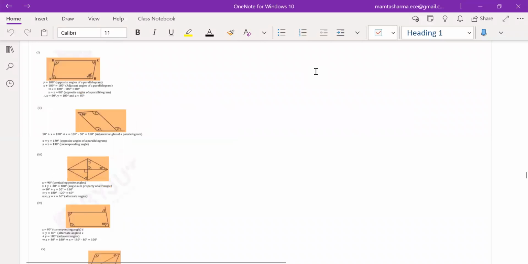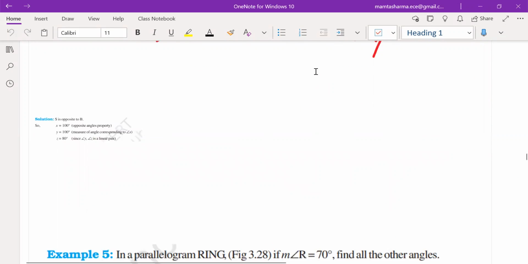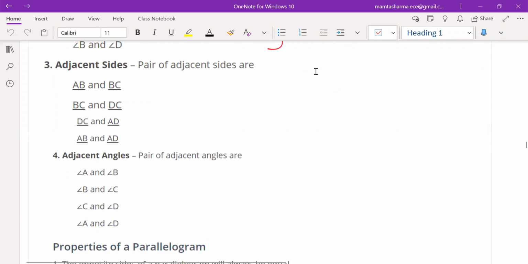So in the previous class, I discussed the angle sum property, right? What is the angle sum property?